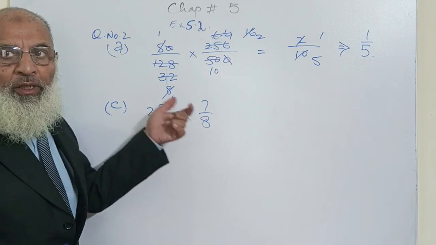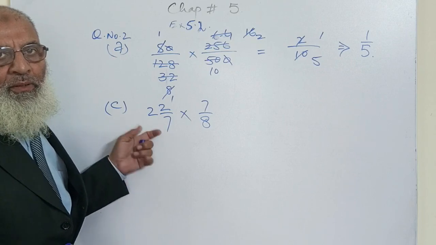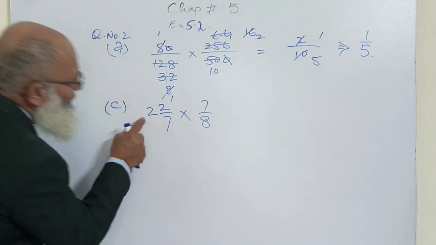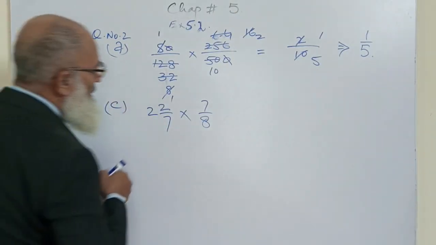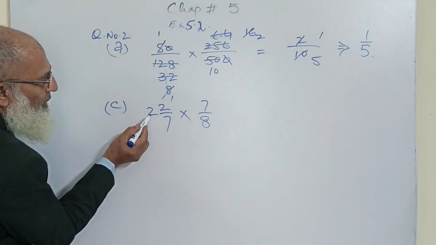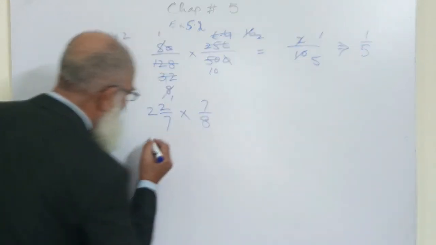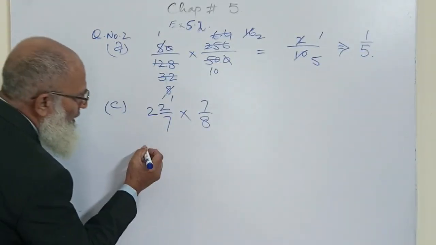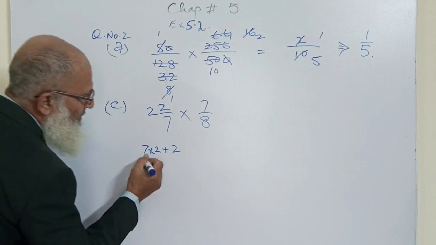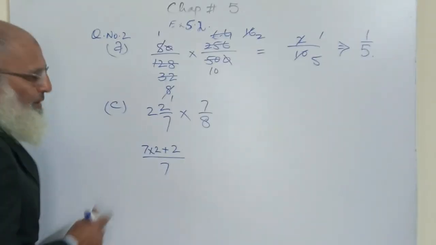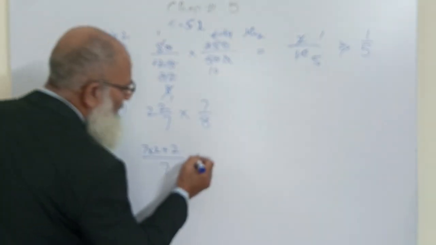Now, you have to make this mixed fraction into an improper fraction first. It is very simple. As I told you in my previous lecture, we will multiply this 7, the denominator, with the whole number. 7 multiplied by 2 is 14, add the numerator 2, and divide it by the same number 7.